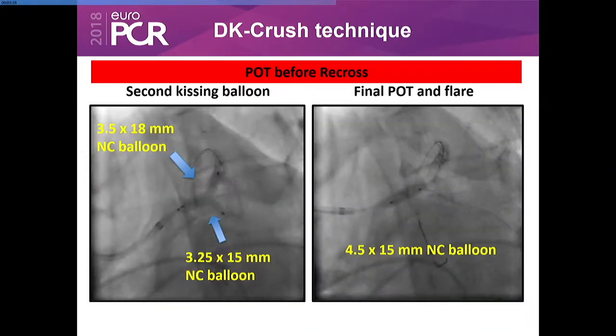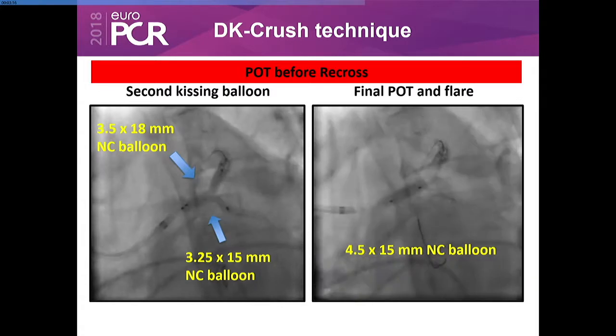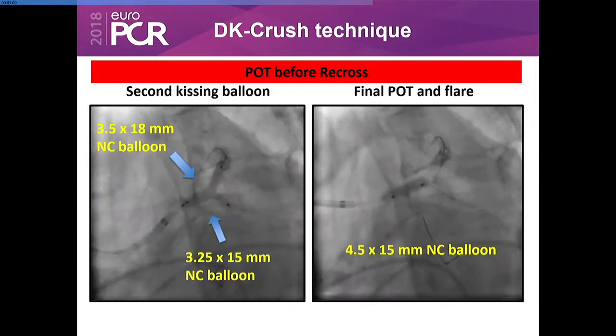Notice that we now have a wire in the LCX side branch beyond the struts of the left main stent. So we have to do a proper POT before we recross in order not to go again beneath the struts. This was followed by the second kissing balloon inflation at high pressures using a 3.5 and 3.25 millimeter balloon. And again, we will do the final POT to the left main proximal to the carina, followed by flaring of the ostium of the left main stent.